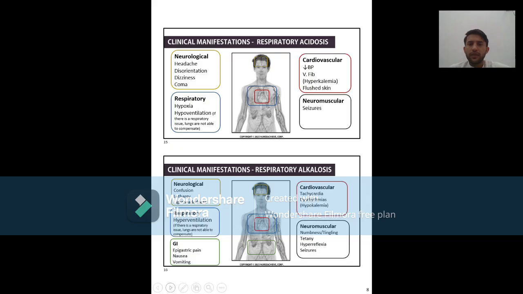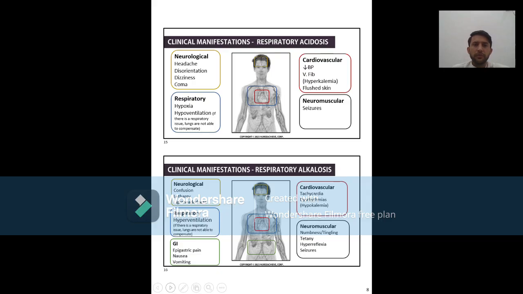In the cardiovascular system, blood pressure decreases because of vasodilation due to smooth muscle activation, and it also causes ventricular fibrillation due to hyperkalemia. In an acidotic condition, potassium mostly moves into the blood, and it causes ventricular fibrillation when the potassium goes to the heart. There is also flushed skin. Neuromuscular seizure is also common, with involuntary brain signals moving inside the brain.